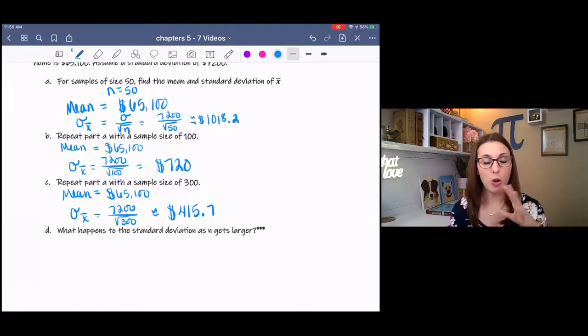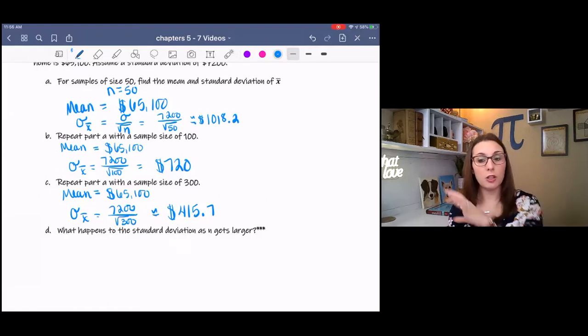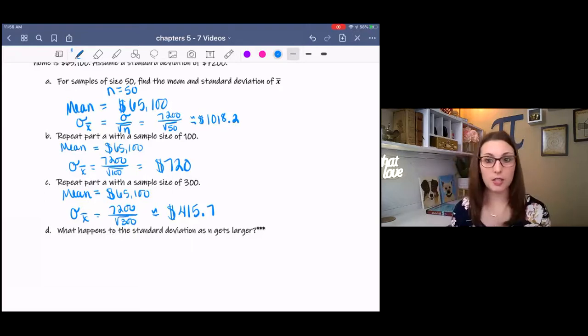And then for 100, same thing. If you did a whole bunch of samples of size 100, and you found the mean of every single sample of size 100, and then you found the mean of those means, you're going to get 65,100. If you did standard deviation, you'll get $720, and so on.